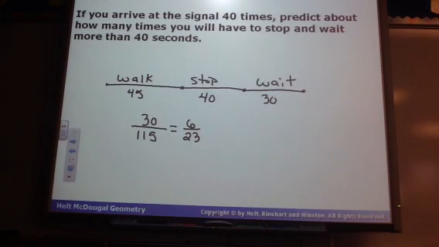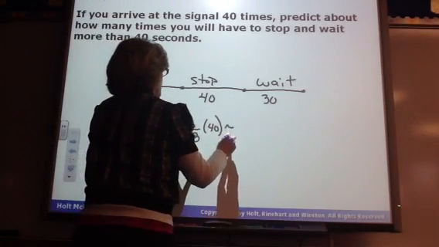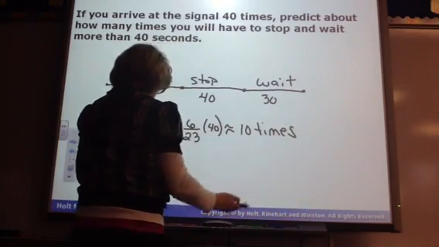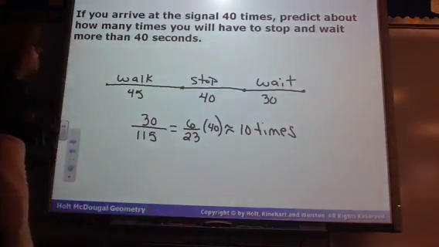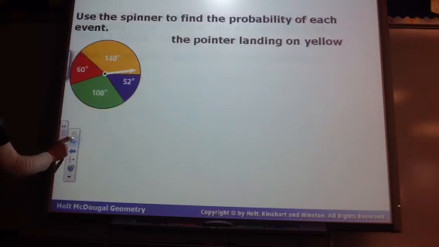Predict about how many times you will have to stop and wait more than 40 seconds. So if you multiply this by the 40 seconds, it's going to be about 10 times. Move on, we've done that one.